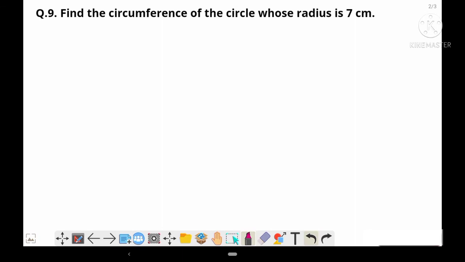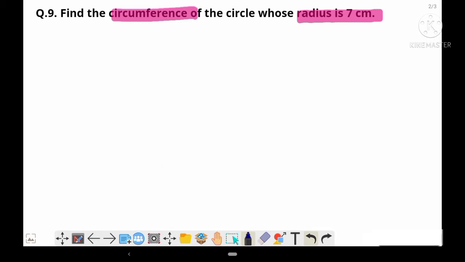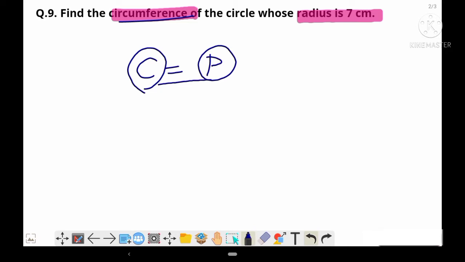Find the circumference of the circle whose radius is 7 cm. So students, here we have to find the circumference of a circle. So we all know what the circumference is, right? Circumference is equal to perimeter, isn't it? The boundary of a shape is known as perimeter and the boundary of a circle is known as circumference, and circumference is nothing but perimeter. So for solving this question, let us draw a circle here.